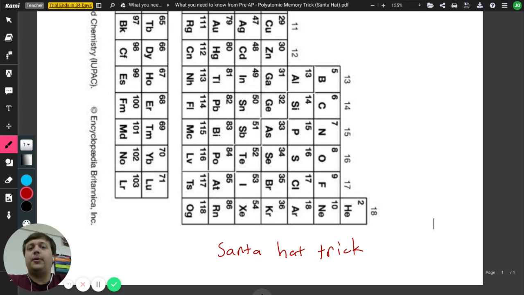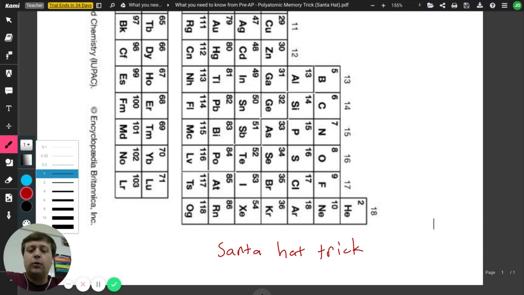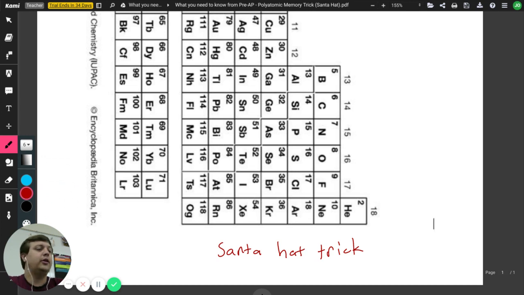If you'll notice, your polyatomic ions, again, have that oxygen attached to the end of them. They also have some other nonmetal that's attached to them. So what do I do with that? Well, with this trick, you draw a Santa hat on your periodic table, and then all of a sudden you know how many oxygens are attached to that nonmetal and what their charge is. All those things you can pull from your periodic table just by drawing this little hat. So let's get started with it.